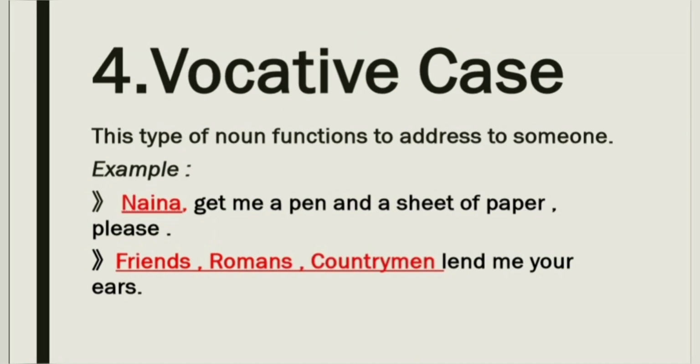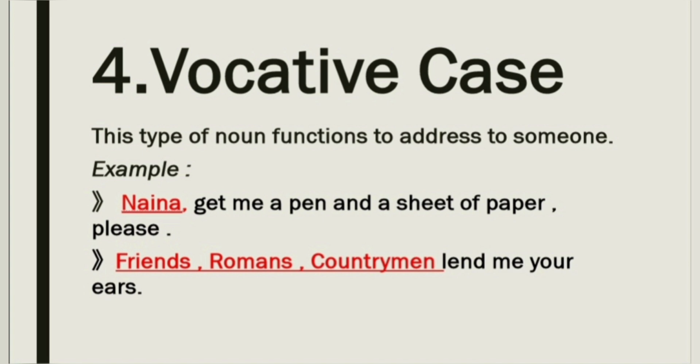Fourth kind of case is vocative case. When we talk about vocative case, it refers to a noun which functions to address someone. When addressing someone, it basically refers to when it is used to call someone or associate someone that way. If you see these examples here, Nana, get me a pen and a sheet of paper, please. So you're addressing someone, you're trying to call someone to give you something. So Nana here is a vocative case.